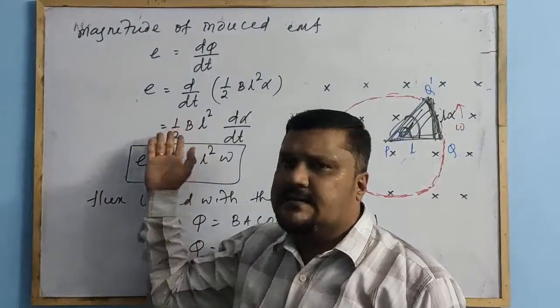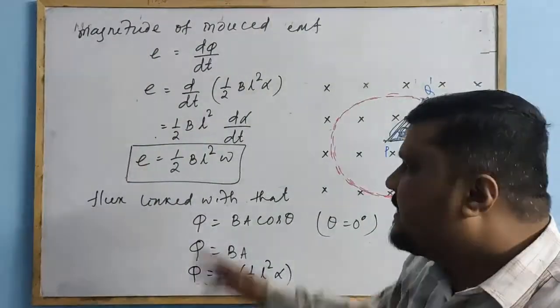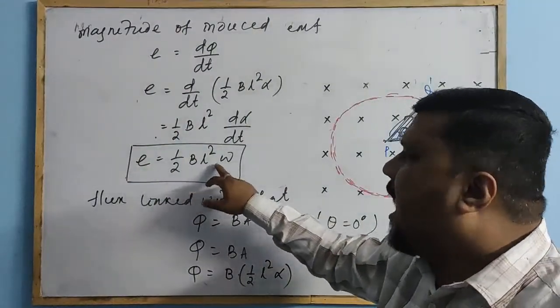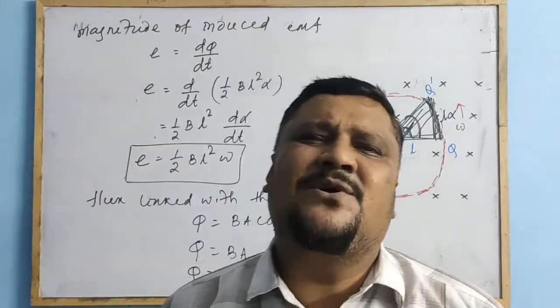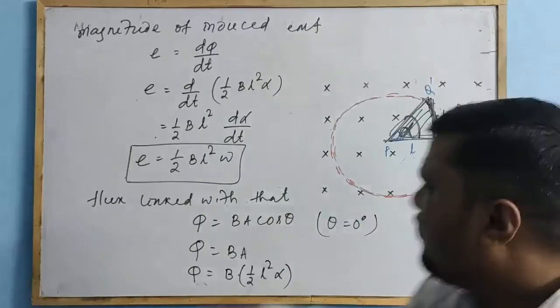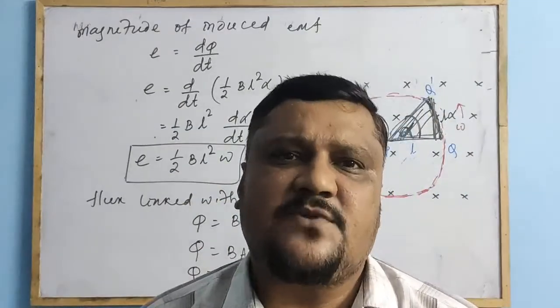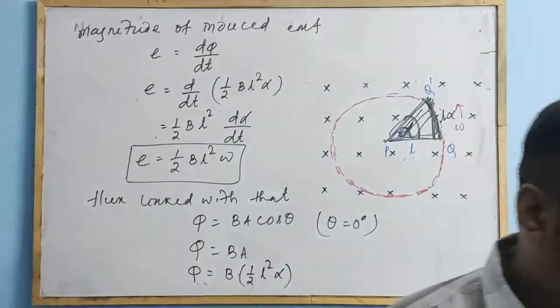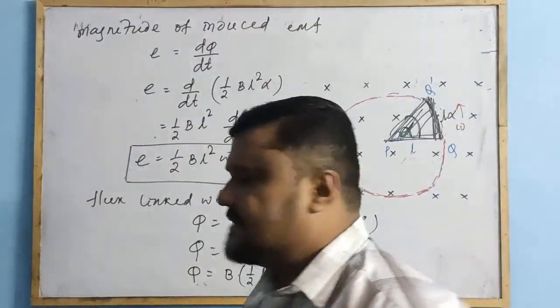Then rotational: when a rod is rotating, the EMF induced is equal to half B L square omega. Because there is v, and v is equal to omega R. Here omega R means omega into L. Put that omega into L, and that is half of this one. So that is half B L square omega. Okay. Then the other parts will be discussed in the next class.